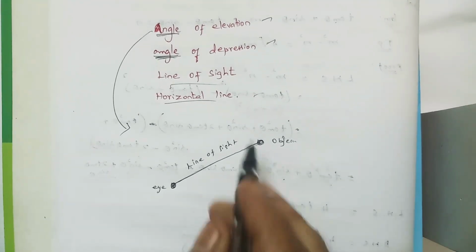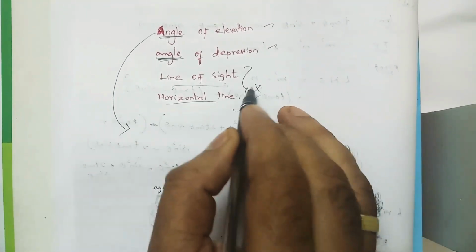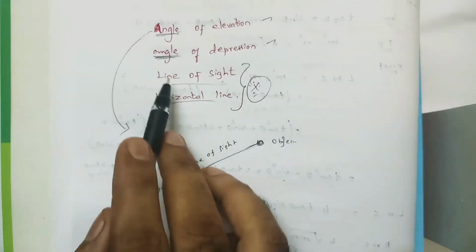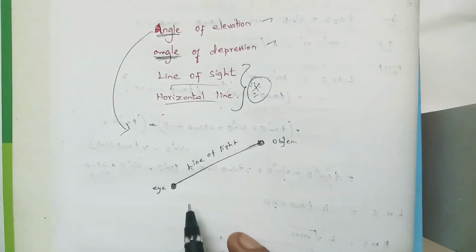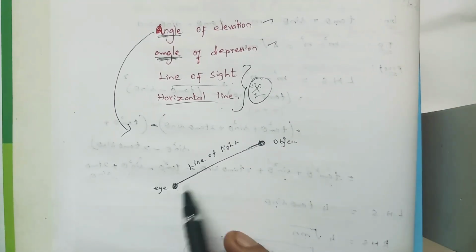For that we need two things. This is very, very important. Only with these will this angle be formed: line of sight and horizontal line. Line of sight is nothing but the line from the eye to the object.